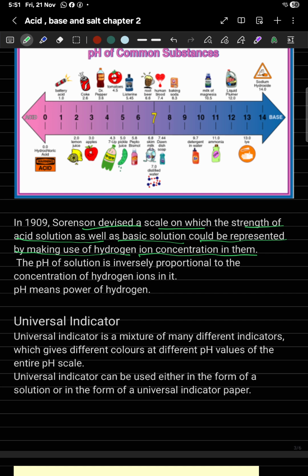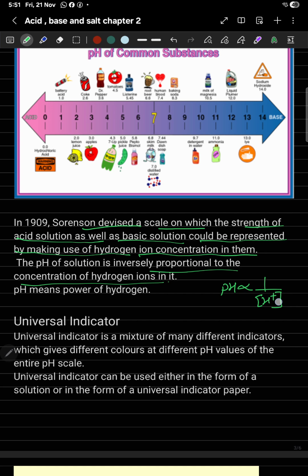See student, there should be no confusion at all. If I am saying base, it doesn't mean that it contains only OH negative ions. It also contains some amount of H positive. Similarly, if an acid contains H positive ion concentration, it doesn't mean only H positive is present. There is some amount of OH negative ions also present in it. So learn that properly. The pH of solution is inversely proportional to the hydrogen ion concentration in it.